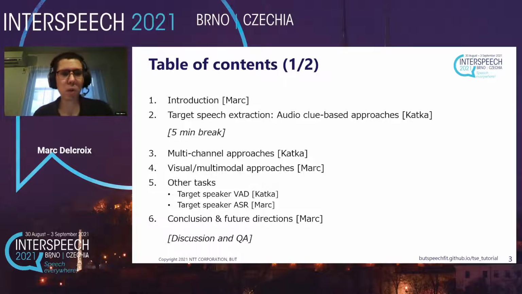So first, I would like to present the table of contents of this tutorial. I will first introduce the topic, and then Katka will present audio clue-based approaches. Then we will have a short break, and she will then introduce multi-channel-based approaches. I will speak about visual and multimodal-based approaches, and then we will have a discussion on other tasks than target speech extraction, which are target speaker VAD and target speaker ASR. And finally, we will conclude, and we hope to have some time for discussion and QA.